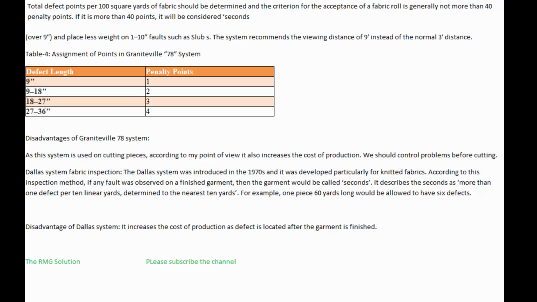Dallas system fabric inspection. The Dallas system was introduced in the 1970s and it was developed particularly for knitted fabrics. According to this inspection method, if any fault was observed on a finished garment, then the garment would be called seconds. It describes the seconds as more than one defect per 10 linear yards, determined to the nearest 10 yards. For example, one piece 60 yards long would be allowed to have 6 defects. Disadvantage of Dallas system. It increases the cost of production as defect is located after the garment is finished.